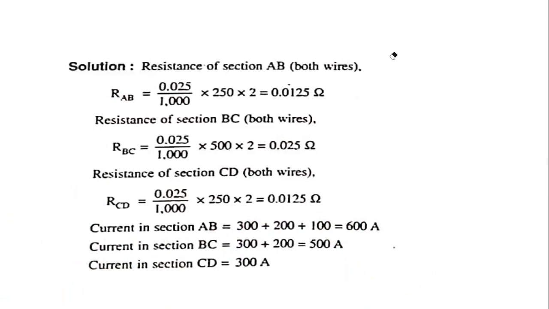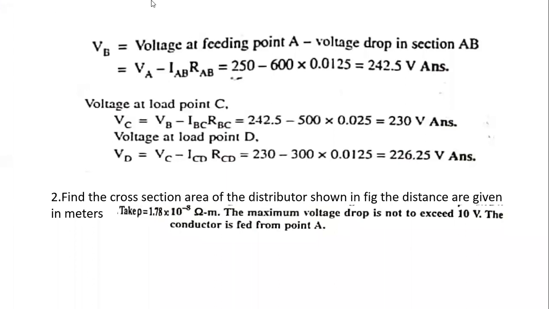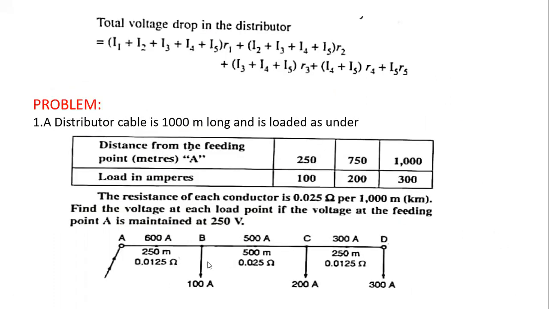Next, we are calculating the voltage drops. How are we calculating the voltage drops at each point? We have 3 points: VB, VC, VD. What is the feeding point for B? VA minus the drop.